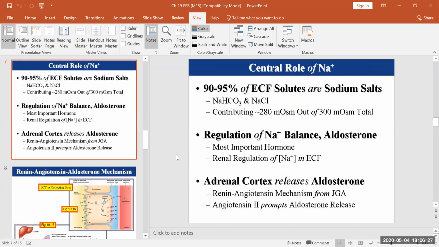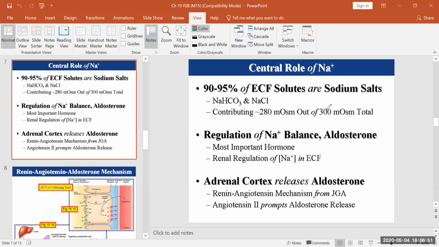So this is the central role of sodium. ECF stands for extracellular fluid. Most of it is sodium salt, up to 95% of it, the majority in the form of two types of sodium salt, sodium carbonate and sodium chloride. Sodium chloride is table salt, right?